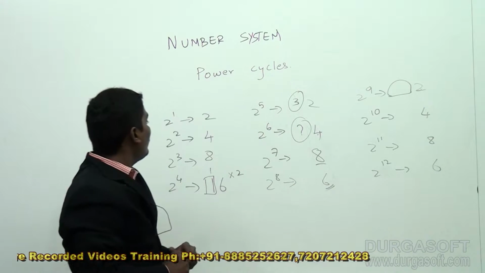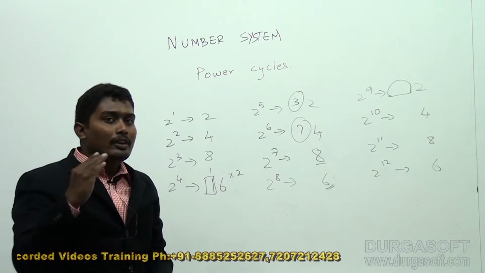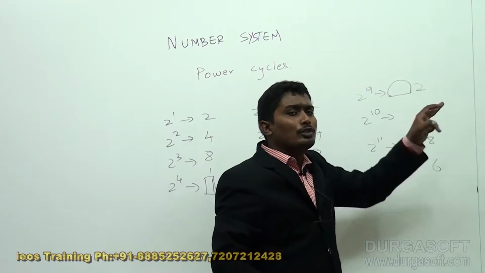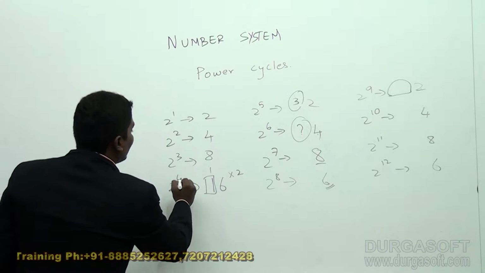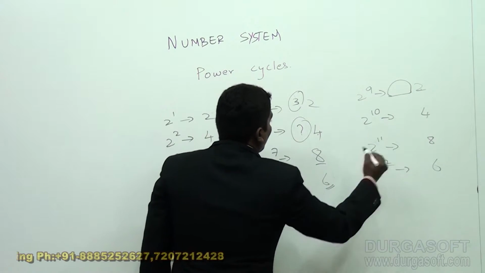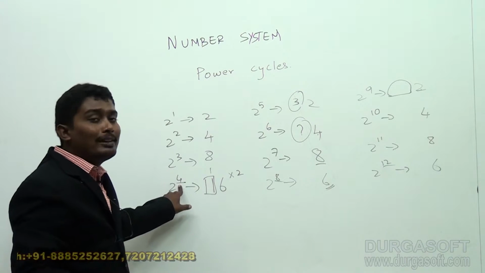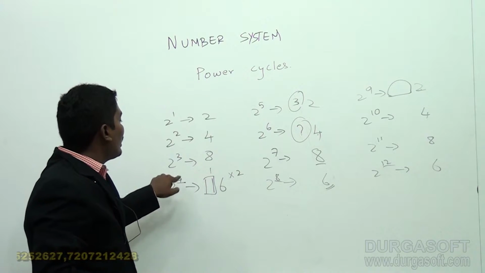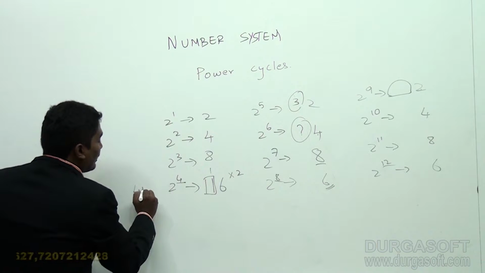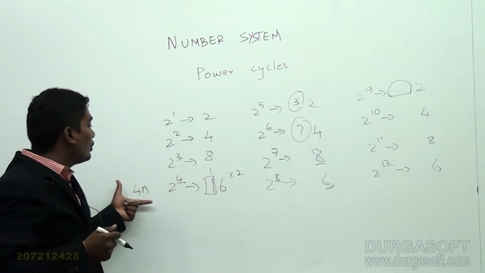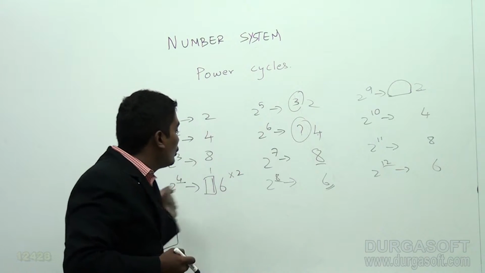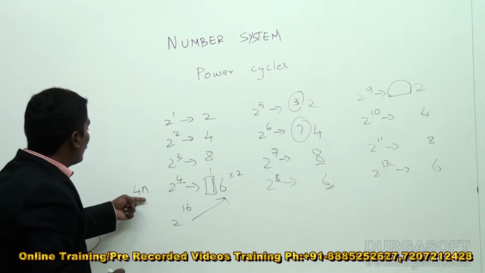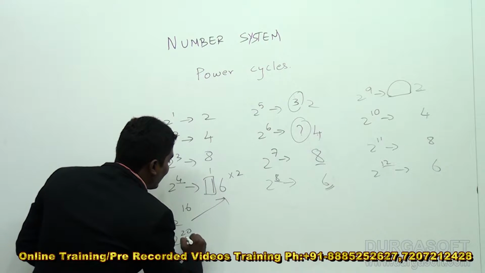So if you observe this, for every 4 numbers the unit digit will repeat. 2, 4, 8, 6, 2, 4, 8, 6, and so on. And if you look at the pattern, 2 power 4, 2 power 8, 2 power 12, if the power is a multiple of 4, the unit digit is always 6. Multiple of 4 means 4n. 4 ones are 4, 4 twos are 8, 4 threes are 12, 4 fours are 16. 2 power 16, again the last digit will be 6. 4 5s are 20, 2 power 20, the last digit will again be 6.